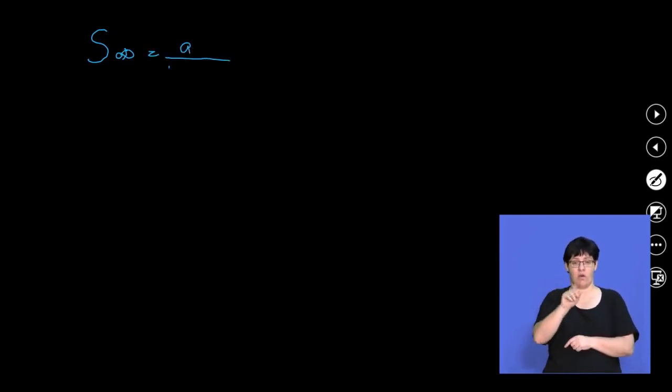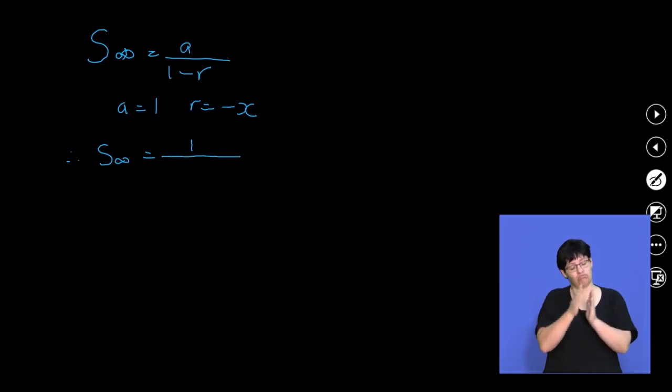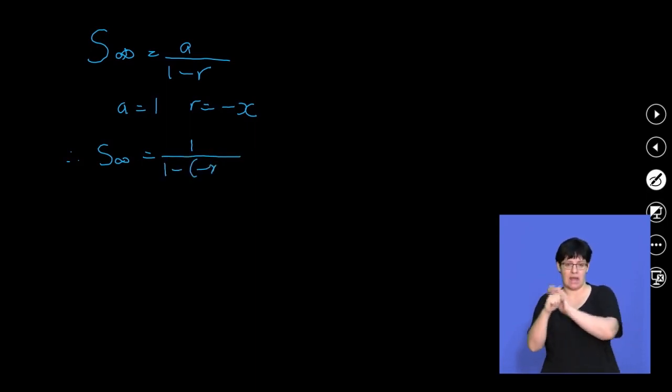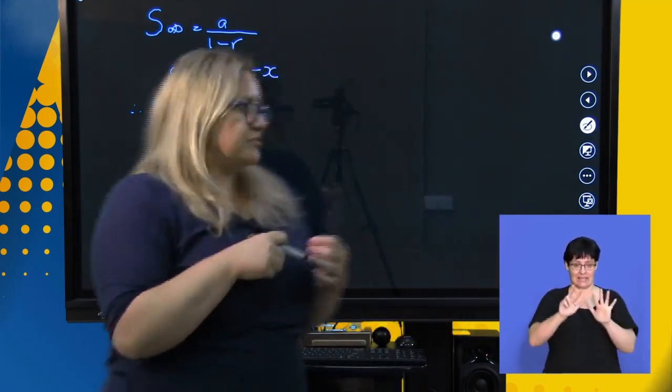So we have the sum to infinity is equal to a over 1 minus r. As we said, a is equal to 1, and for this one, r was equal to negative x. Therefore, the sum to infinity is going to be equal to 1 over 1 minus negative x, which is 1 over 1 plus x. The last part of the question is now to find the values of x for which the two sums to infinity equal 8. That's what we're going to do next.